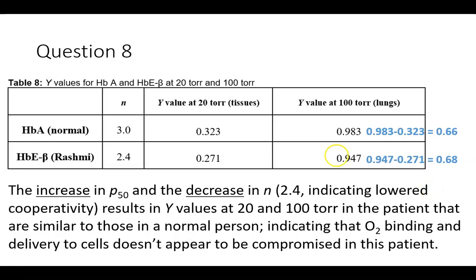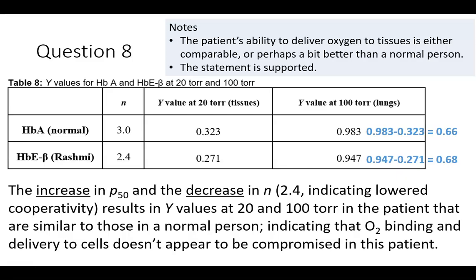Her hemoglobin, or whatever combination of hemoglobin she has in her blood, is able to bind oxygen in the lungs. So the affinity is great enough to do that. And the affinity decreases to the extent that when the hemoglobin, fully loaded with oxygen, gets to the tissues, it can release it. So she seems to be in pretty good shape. So yes, we support this statement. Her ability to deliver oxygen to the tissues is either comparable or maybe even a little bit better. So we support the statement.